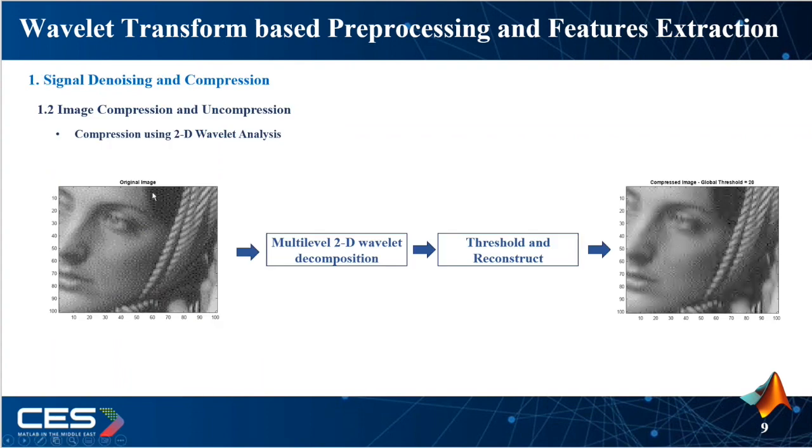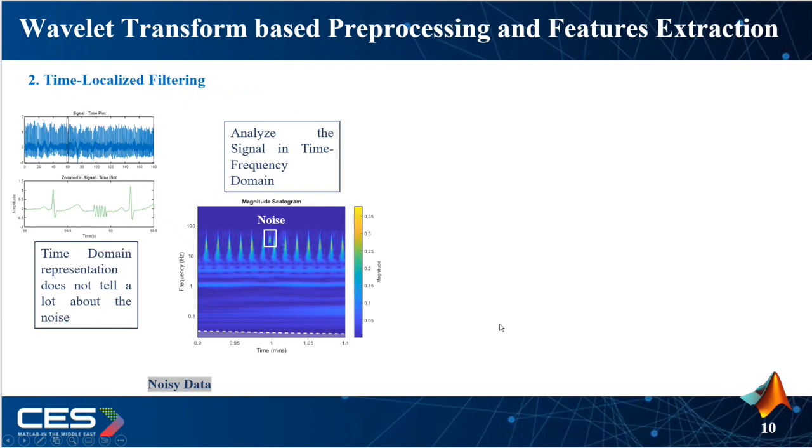So we have the original image. I will decompose it to look at different levels. Then I will threshold and reconstruct the compressed image. Okay, and it will be actually the same as the original image, but with less redundant information. Another application is time-localized filtering. Time-localized filtering. Okay, this is another demo.